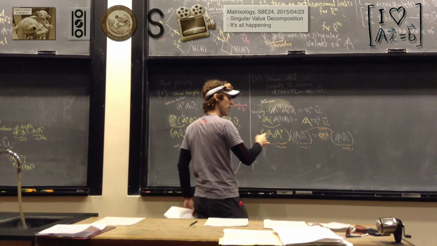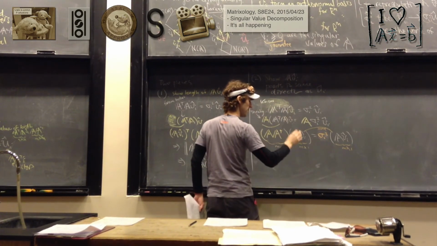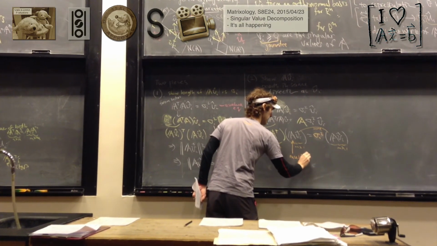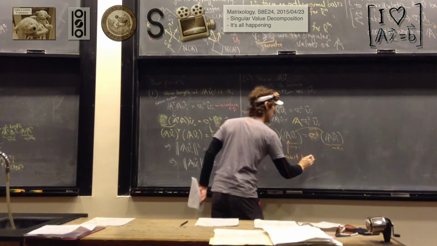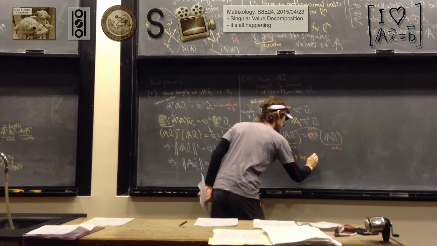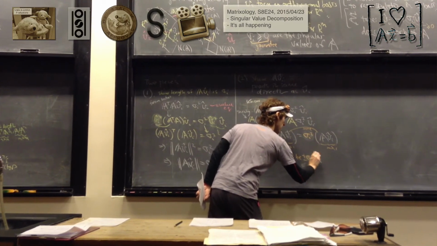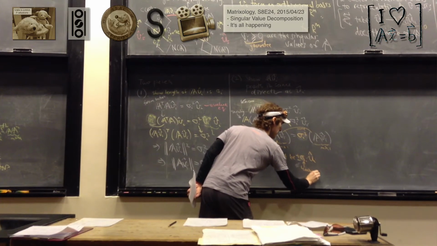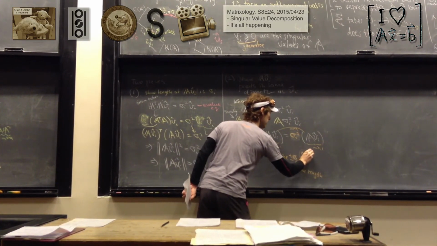And we know that the way we wrote it, this must be some multiple of, well, we know what it is. This must be, at this point, plus or minus sigma I times UI. So we know the length of this. This is a unit vector.